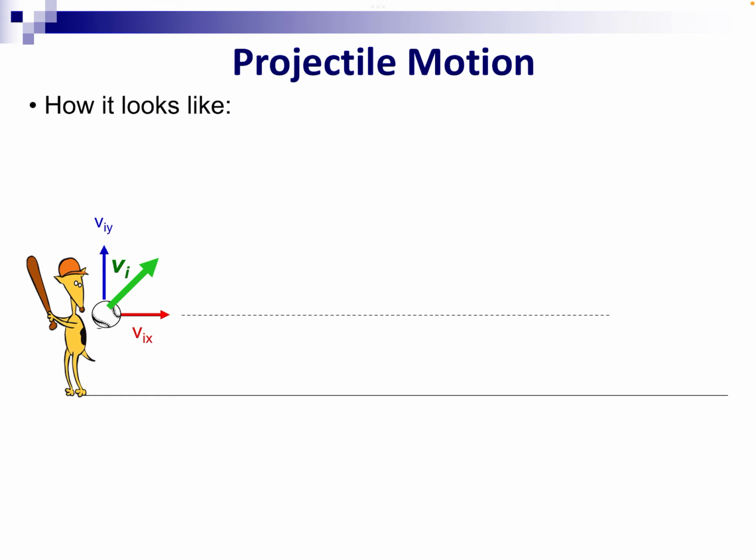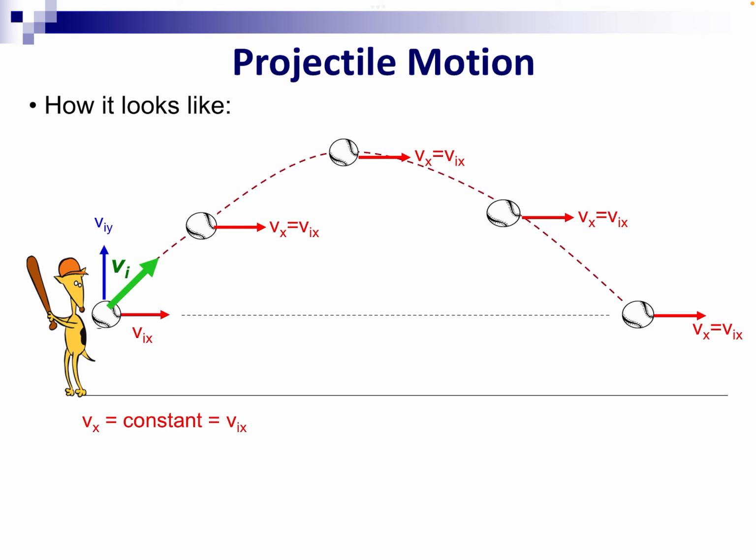All right, so how does projectile motion look like? Initially, you have this initial velocity that is diagonal. You break down that diagonal velocity vector into its x and y components. As the ball travels, it traces out this parabolic path, right? The x component of velocity is always the same. It's always equal to the initial x component of velocity regardless of where the ball is at during its projectile motion.